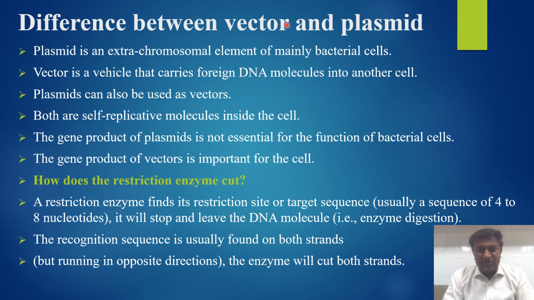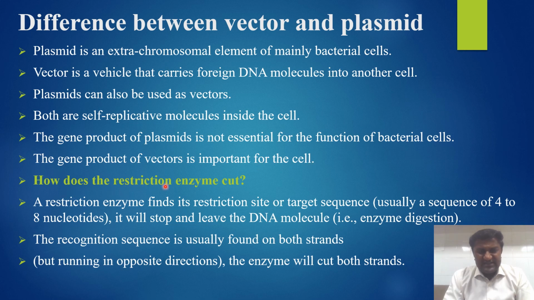Difference between vector and plasmid. Plasmid is an extrachromosomal element of mainly bacterial cells. Vector is a vehicle that carries foreign DNA molecules into another cell. Plasmids can also be used as vectors. Both are self-replicative molecules inside the cell. The gene product of plasmid is not essential for function of bacterial cells. The gene product of vectors is important for the cell.